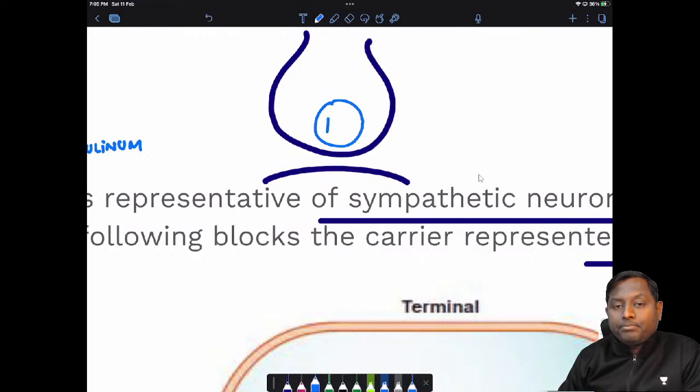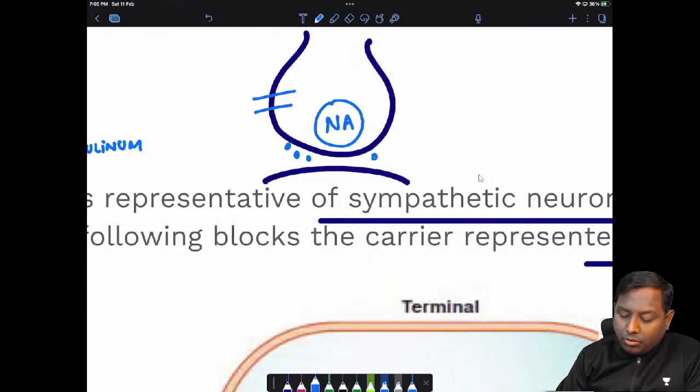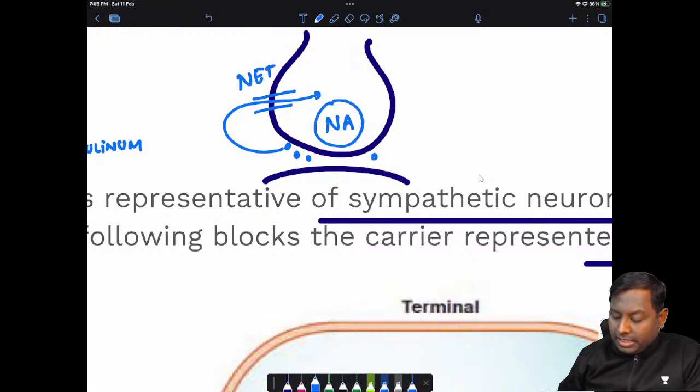नॉरएड्रेनालिन यहाँ पे है. Whenever excessive noradrenaline is there at the synaptic cleft, the majority of it will be reuptaken through a transporter, and the name of the transporter is the norepinephrine transporter. The drug that can inhibit this reuptake by the transporter, उस drug का नाम क्या? What is the name of the drug? The drug that can inhibit this will be your NET inhibitor.